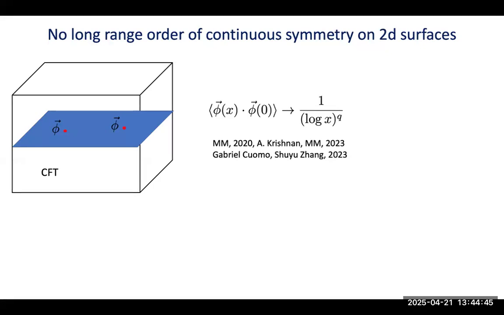Is that formula also supposed to be true when X is small? No, this is for large. It's only for large X separation. Yeah, this is the asymptotic. Yeah. So it's almost ordered, but not quite.